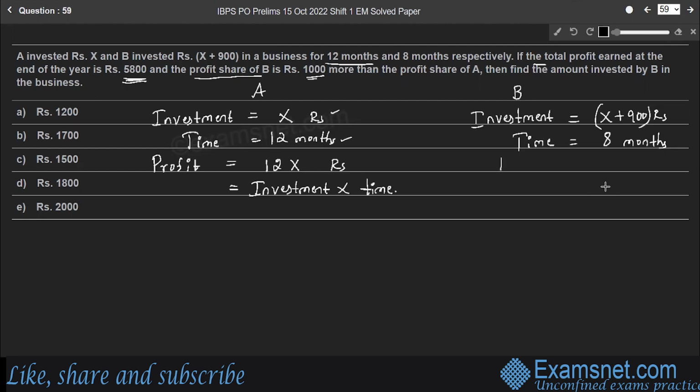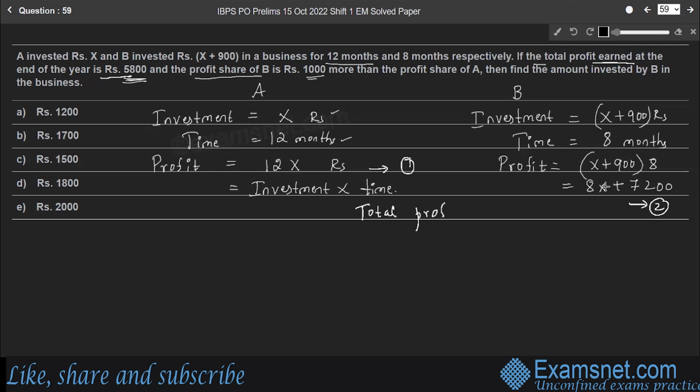And the profit of B. Again, investment into time, therefore it is X plus 900 into 8 months, it is 8X plus 7,200, the profit of B, or you can consider it as profit share, right? Now we'll consider these as 1 and 2, these two relations. So the profit of A is 12X and B is 8X plus 7,200. Here the total profit earned at the end of the year is 5,800. So we'll consider the total profit now.